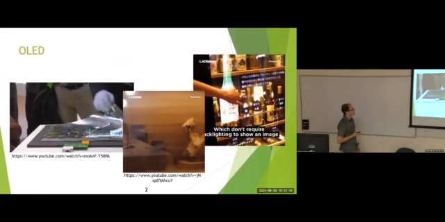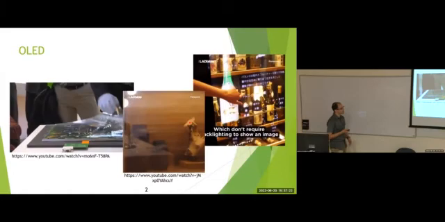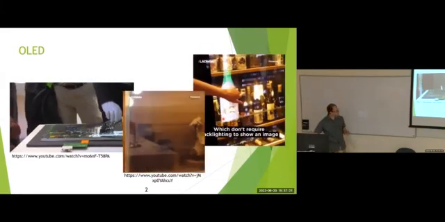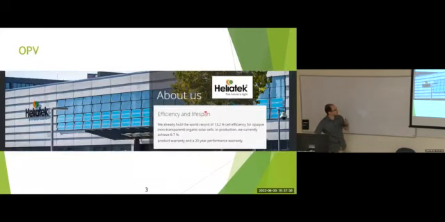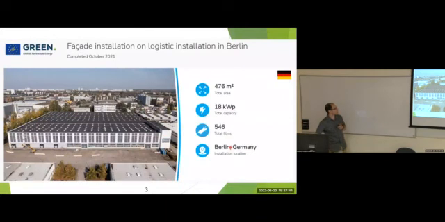Here is an example of a well-established organic technology, the OLED displays. You can see that they can be flexible and also transparent. And here is an example of a company that tried to commercialize organic solar cells and also succeeded. There are not so many companies in this field, and the efficiency is still low. However, they had several big projects. This is an example of the last big project they've done. They covered this roof in Berlin with their solar cells.